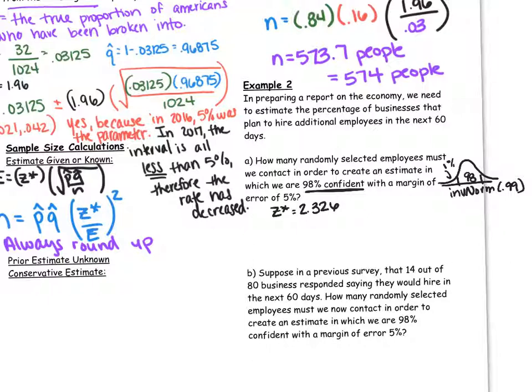I know the margin of error E. What is E equal to here? They want us to be within what margin of error? 5%. Margin of error is 5%. So how do you find the margin of error? 5%, how do you write that as a decimal?